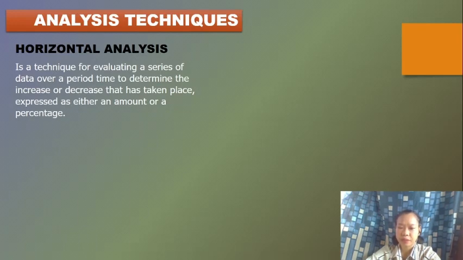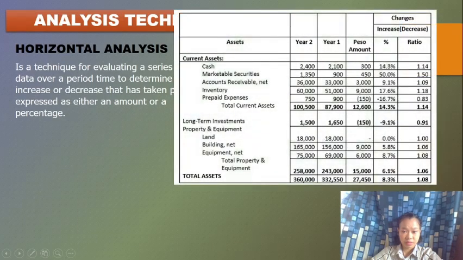So I have an example here. To get the peso amount of 300, you need to subtract year 1 from year 2. So 2,400 minus 2,100 is equal to 300. Then how do we get the 14.3%? To get the 14.3%, you need to divide 300 by 2,100, which equals 14.3%.